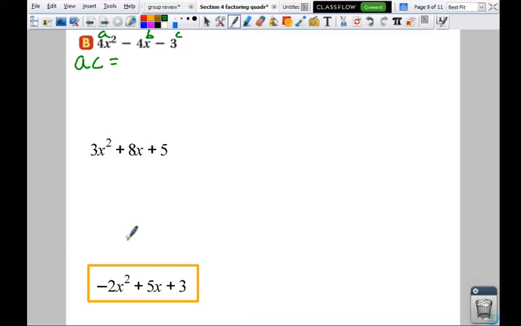You get negative 12. I want to know what times what is negative 12 and adds up to the thing in the middle. You have to do A times C, and that's how you got 12. B is what we'll split apart, so B's negative 2.